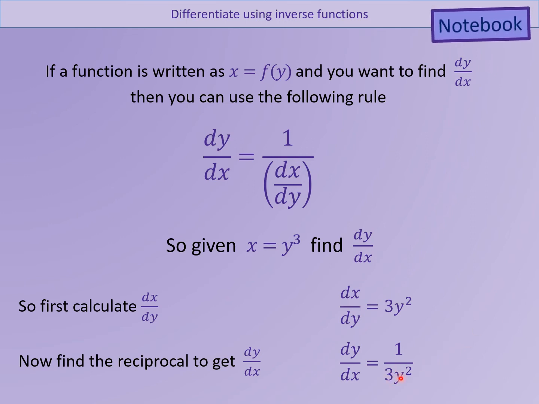If you want it in terms of x, which you wouldn't need to, have a look. What's y equal to? The cube root of x. But if I put the cube root of x in there, I get exactly the same answer as I had previously. Same answer you've probably got written down in front of you: 1 over the cube root of x squared.